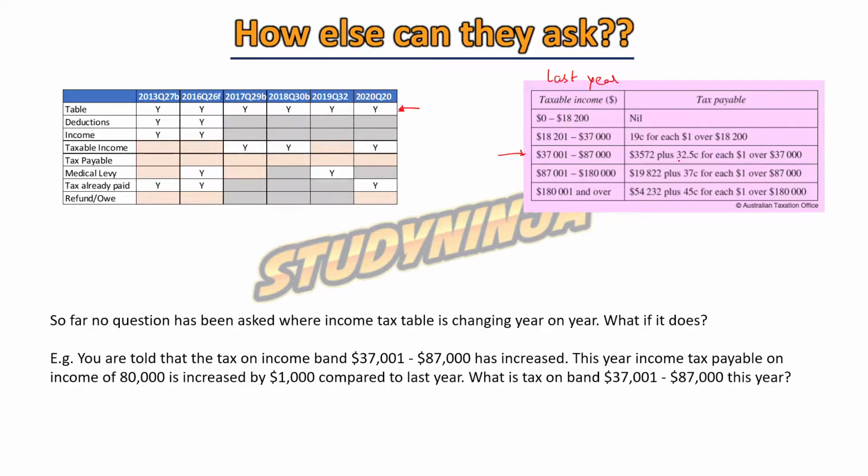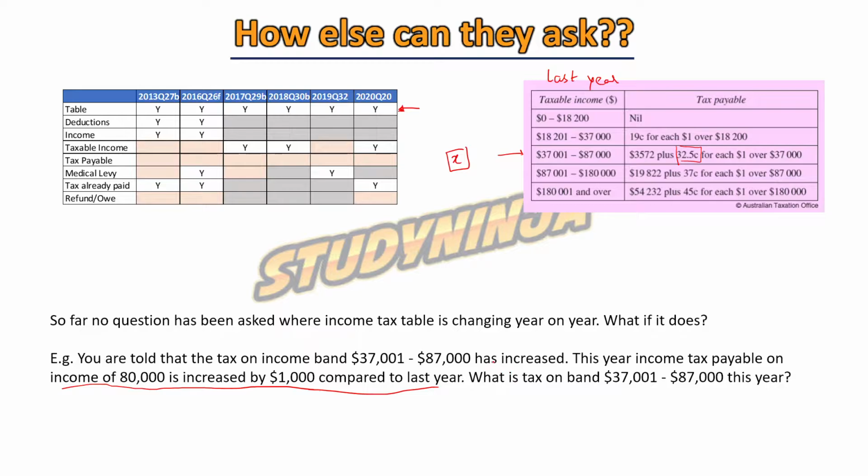So instead of 32.5 cents, it is whatever X cents. You don't know what that X is. So that's what I've written here. For this band, the tax rate has increased. And then you can be told, okay, this year income tax payable on the income of 80,000 has increased by 1,000 compared to last year. And then you would be asked, okay, now tell us what is the tax rate for this band.